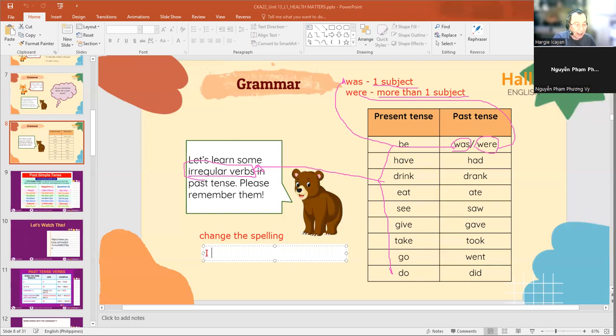I was in the school yesterday. Okay. Can you read the sentence, B? I was in the school yesterday. Okay. Now we use the be verb was in here.